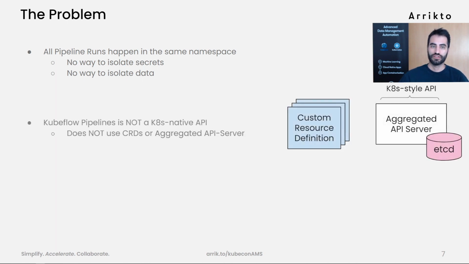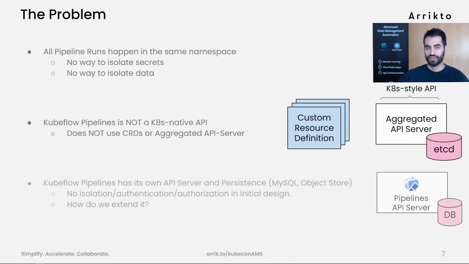Kubeflow Pipelines is not a Kubernetes-native API. It is not based on CRDs or an aggregated API server. Instead, Kubeflow Pipelines has its own API server and database, MySQL and an object store. In the initial Kubeflow Pipelines design, there is no mention of isolation, authentication, or authorization. So how can we extend the initial design to enable multiple users to work together in a secure, isolated manner?